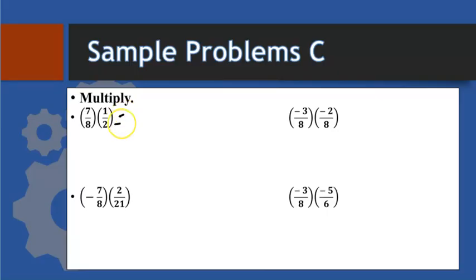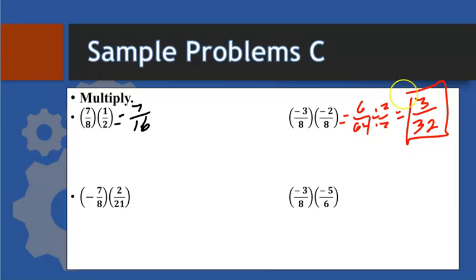Next, multiply these. So this would be 7/16. I cannot reduce it, so that would stay as my answer. Next, -3 times -2 is +6/64. And I can divide this by 2/2, and this is going to give us 3/32, and that would be our simplified answer.